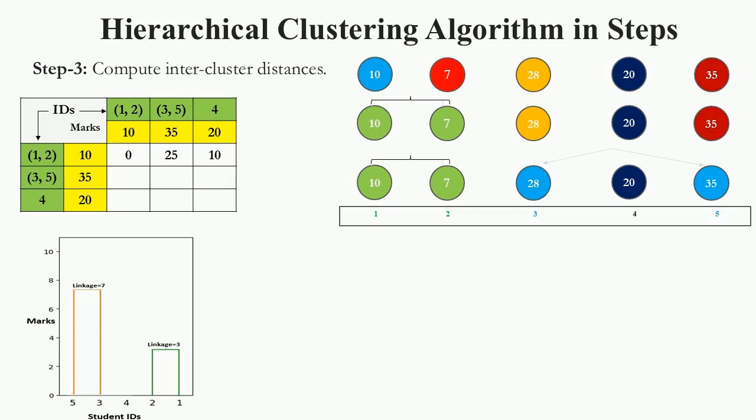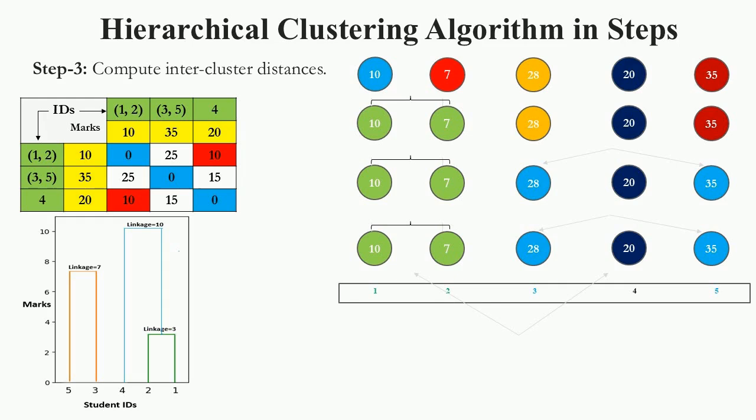Now, compute the intercluster distance as done earlier. Cluster 1 2 with all clusters as shown in table, then cluster 3 5 with all clusters, and finally, cluster 4 with all ones. Again, as seen earlier, the distance of a cluster with itself is always 0 and marked with blue color. Now from the table, it can be observed that 10 is the minimum distance after the self distance, marked as red color. Hence, cluster 1 2 and 4 can be clubbed together under one cluster.